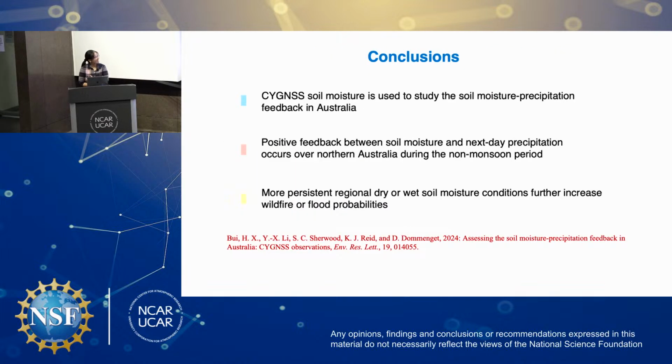So again, just a summary: we use CYGNSS, the new satellite observation for soil moisture, to examine the feedback between soil moisture and precipitation in Australia. We saw that they have a positive feedback in the northern part, especially during the non-monsoon periods. We also see that the persistence of very dry or wet soil conditions can further increase the chance of fire or flood probabilities. This is the paper that was just published earlier this year, for more details if you want. Thank you.